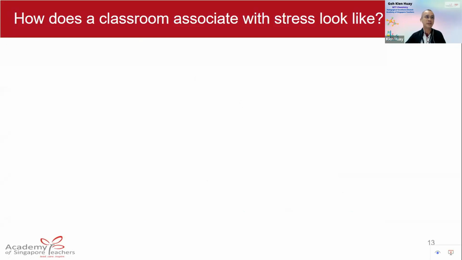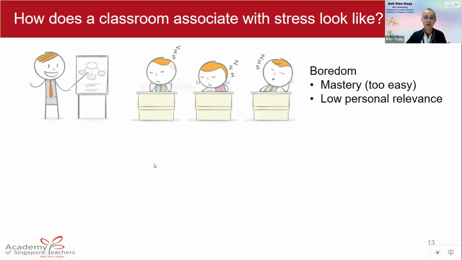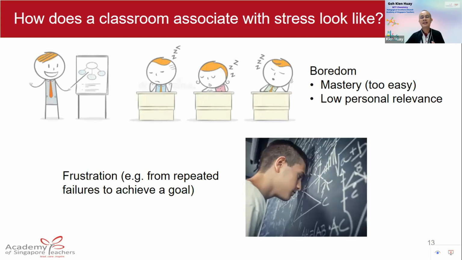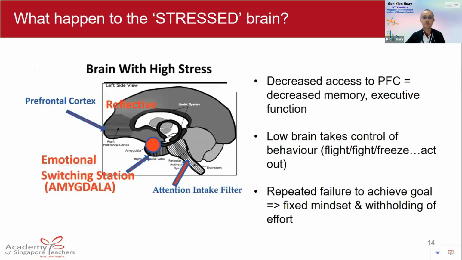When I first learned about this, the immediate thought that came to my mind was, okay, a stressful classroom would probably be a classroom where I can't do most of the work, or I'm persistently not able to accomplish the success criteria. That is true. However, boredom itself is actually a form of stress. When it is too easy, there's no need for mastery, there's low personal relevance, and this boredom is associated with stress. And of course, the frustration from repeated failure to achieve a goal is another form of stress.